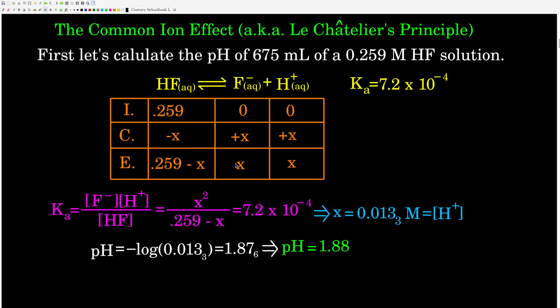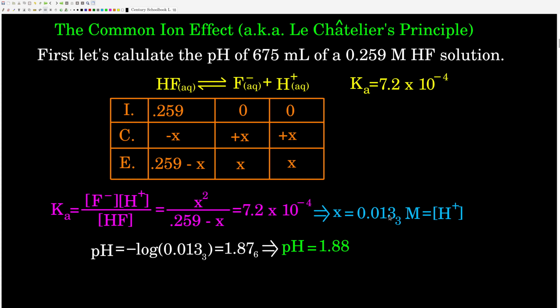So our typical ICE table, set up our equilibrium expression, and at this point you can probably just skip the ICE table because it's a simple one, and just go right to x squared over 0.259 minus x equals Ka. But if you're uncomfortable at all doing that, just set up the ICE table. Just takes a minute or two. Anyway, so solving for x, which is the concentration of hydrogen ion, we get this.